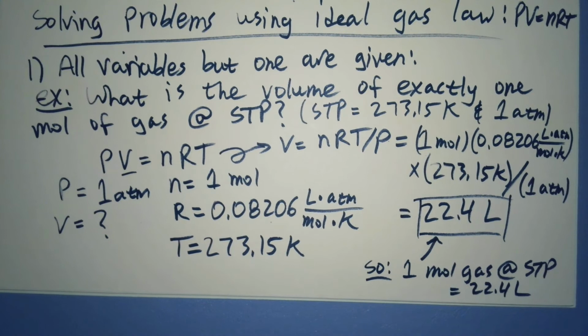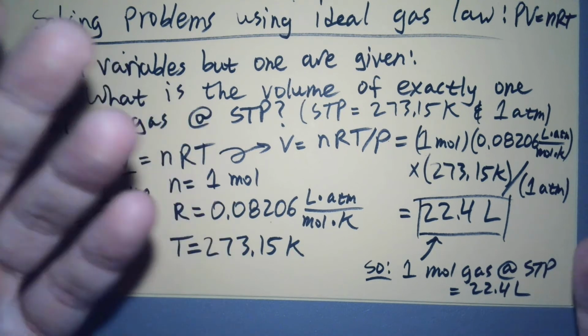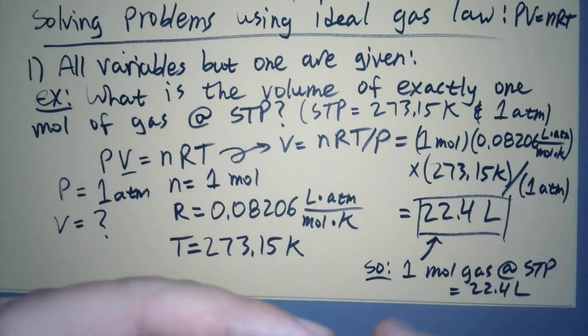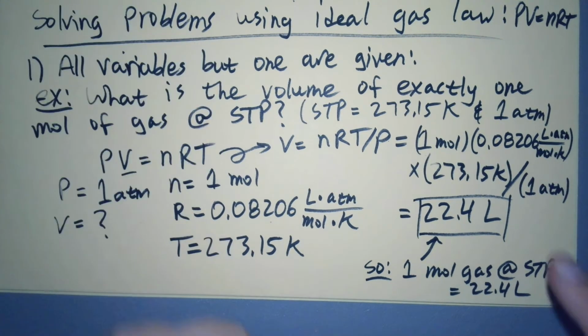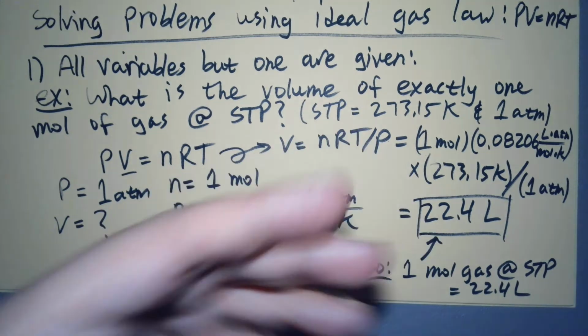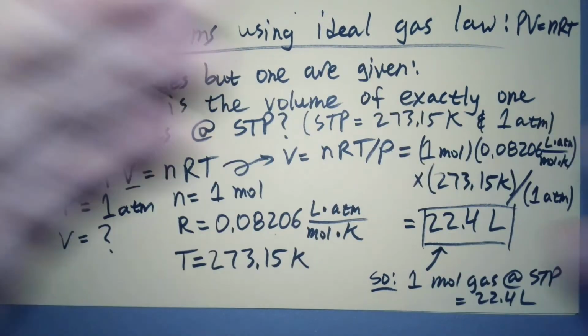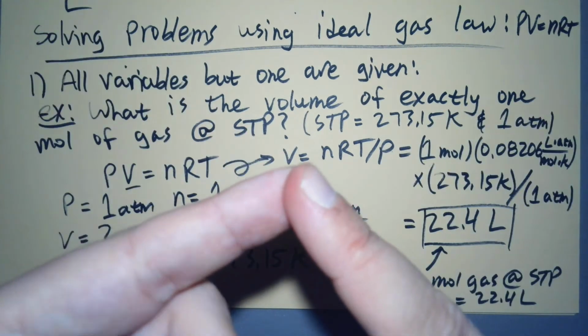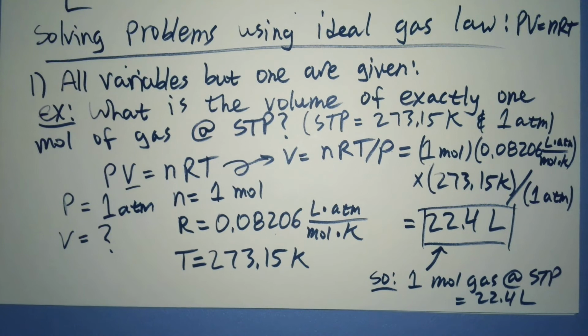So, if you have 2 moles of gas, you're looking at about 44, 45 liters. If you double the temperature, you're looking at about 45 liters. You double the pressure, you're looking at about half, like 11. So it's just a good mental marker to help build some instinct. So a mole of gas at room-ish temperature and pressure takes up a lot of space, right? It takes up a lot of space.